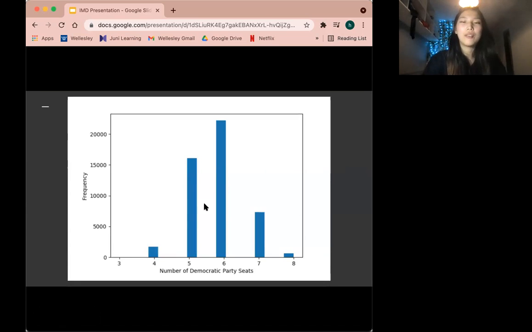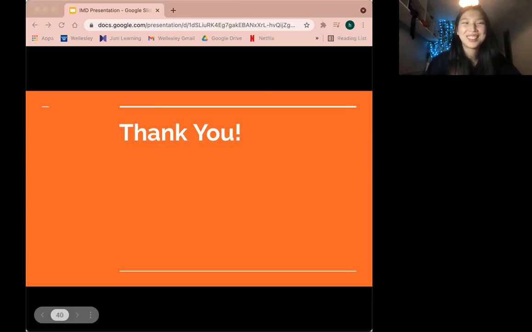And lastly, remember when we kept track of the elections, we also have the number of Democratic Party seats. Our original map had about 4 Democratic Party seats here, but we can see that this is actually just a giant outlier, and our median map, or our centroid, did lie within the 5 to 6 range, so it was more typical. So yeah, that was it.